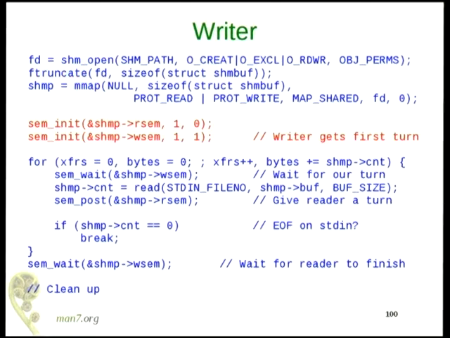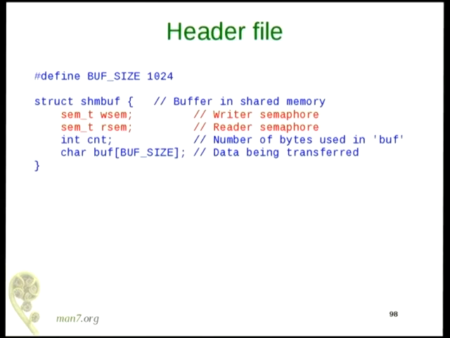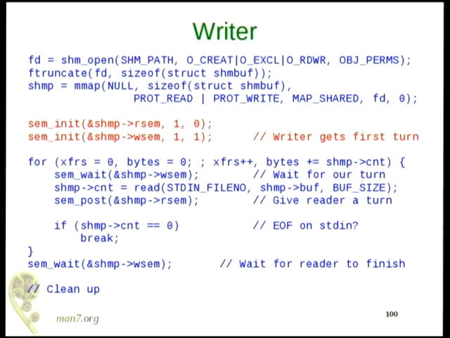Okay, and then we just go into a loop where the writer is reading some bytes from standard input. It waits for its semaphore to become available, reads some data from standard input, puts it into the buffer part of the shared memory, and updates the count inside that. Going back here, we've got a count and a buffer. It updates the count and the buffer, and then says to the reader, there's something there for you to do now, and it posts its semaphore. And it just goes round and round that loop.